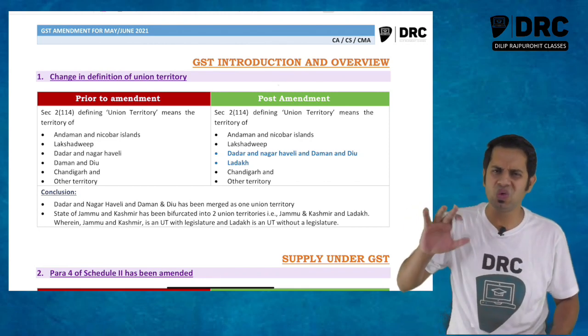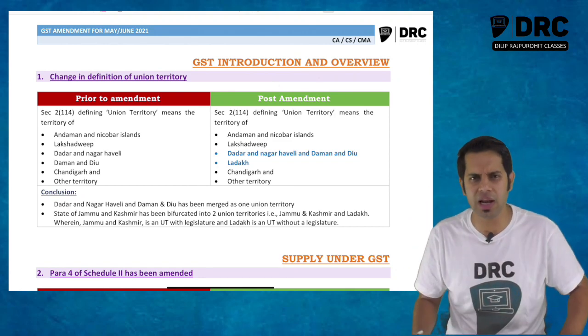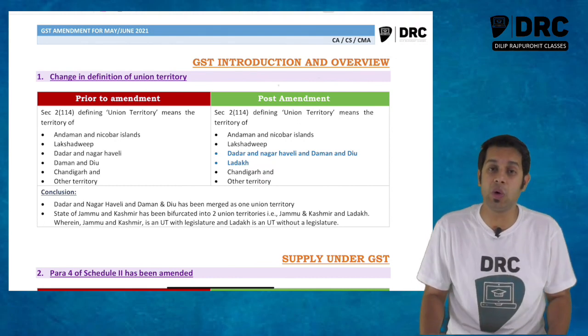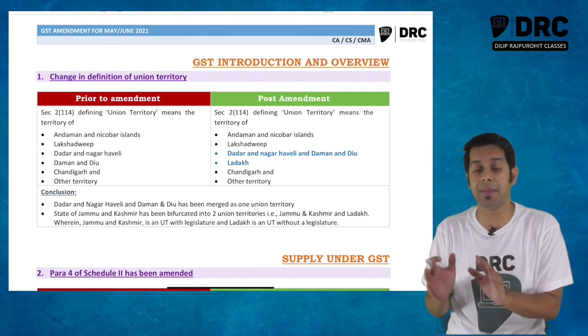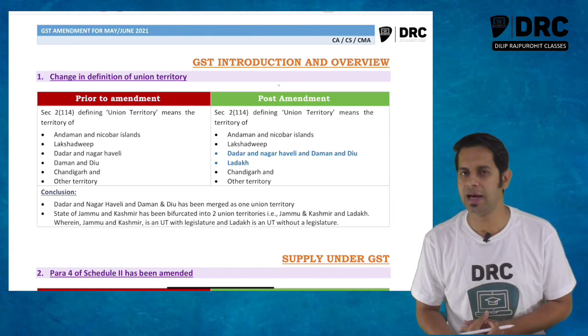There are two or three major amendments. All other amendments are very general and easy to understand, and there is nothing much to discuss about them. But there are 2 to 3 amendments which are very important and on which questions can also be asked in the examination.